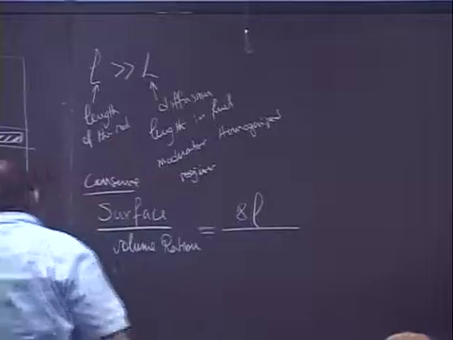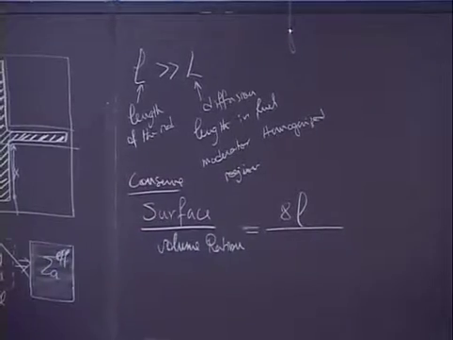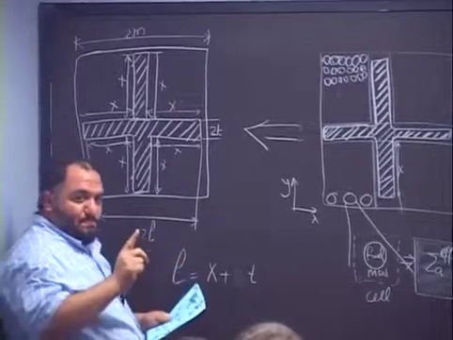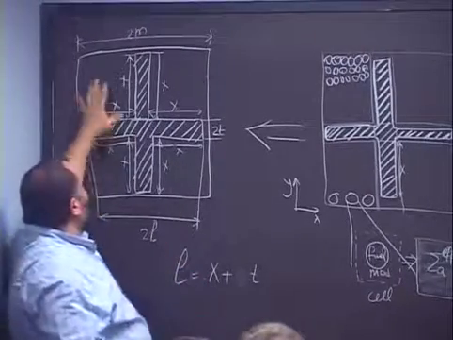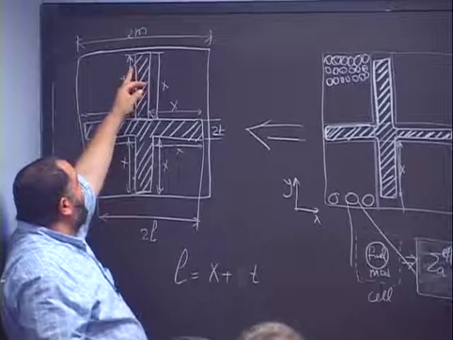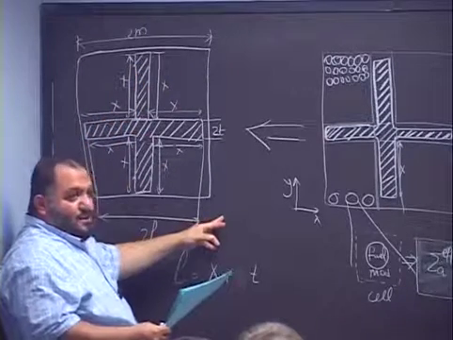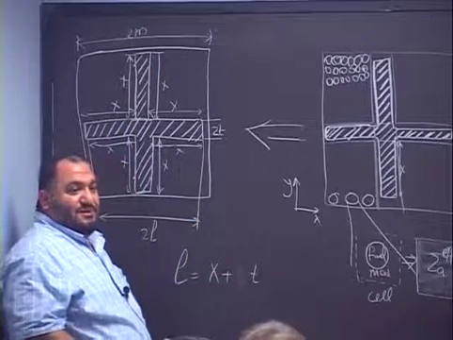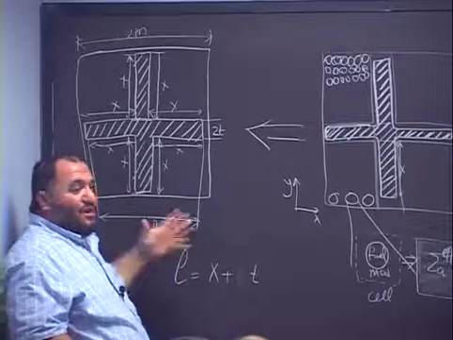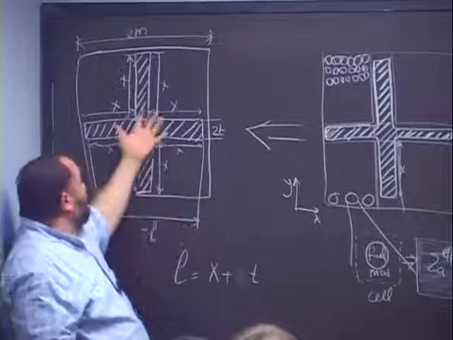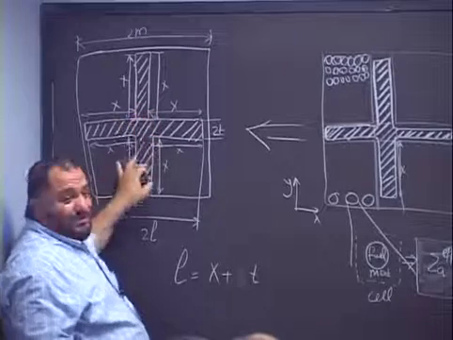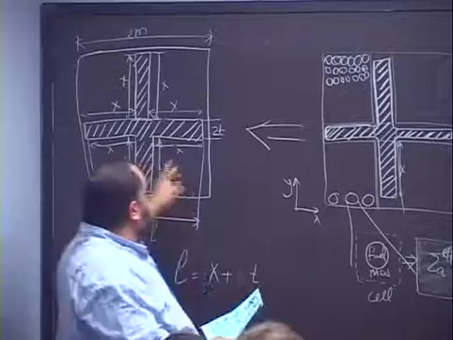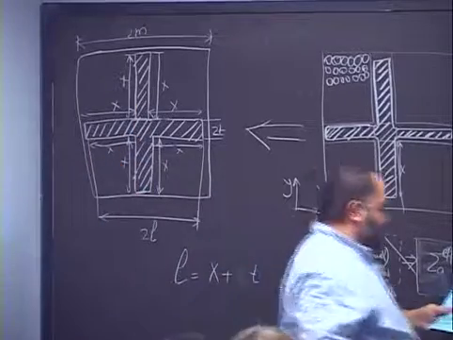Now, what's the volume of the cell? The volume of the cell will be 2M by 2M, which gives you 4M squared, multiplied by 1. This is 4M squared, but this is the whole volume. So I have to take out of this the volume occupied by the cruciform control rod.